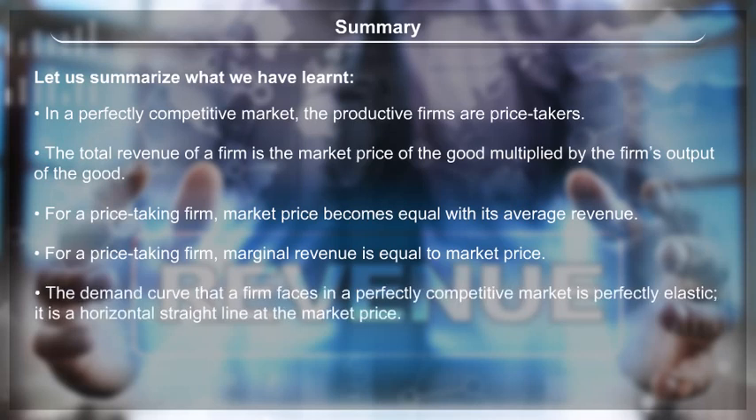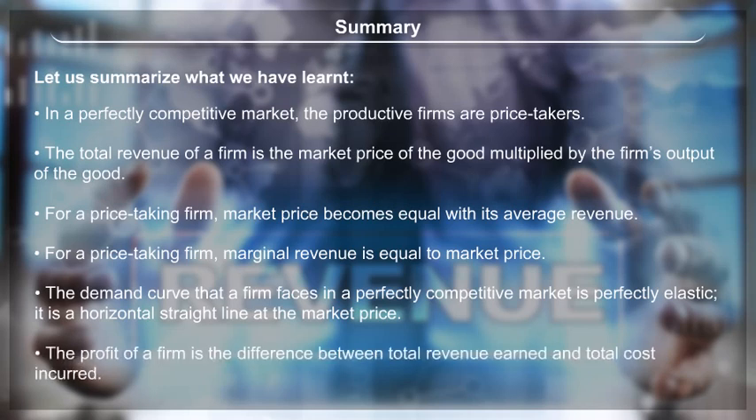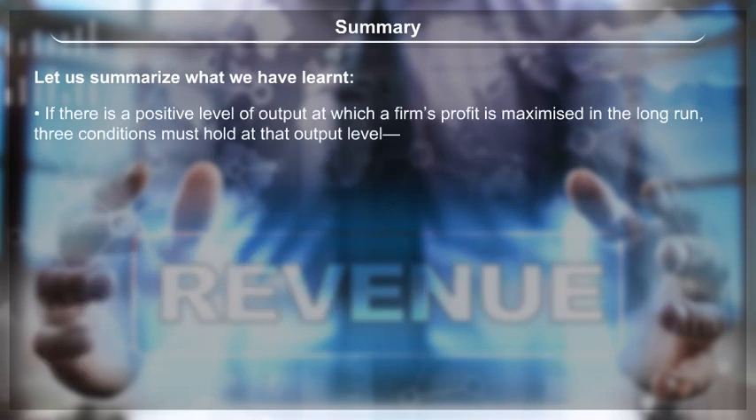The demand curve that a firm faces in a perfectly competitive market is perfectly elastic. It is a horizontal straight line at the market price. The profit of a firm is the difference between total revenue earned and total cost incurred. If there is a positive level of output at which a firm's profit is maximized, in the long run, 3 conditions must hold at the output level.